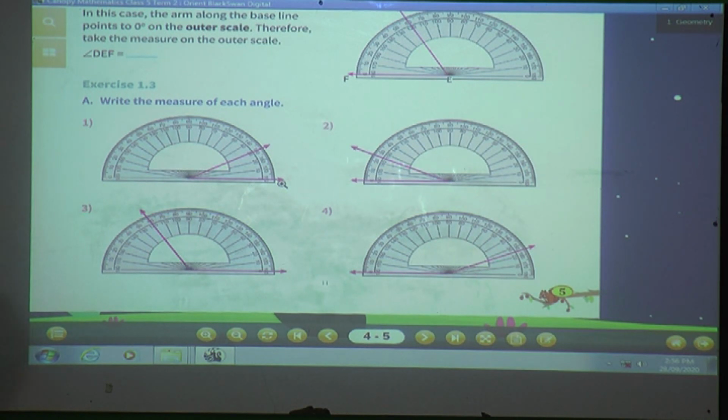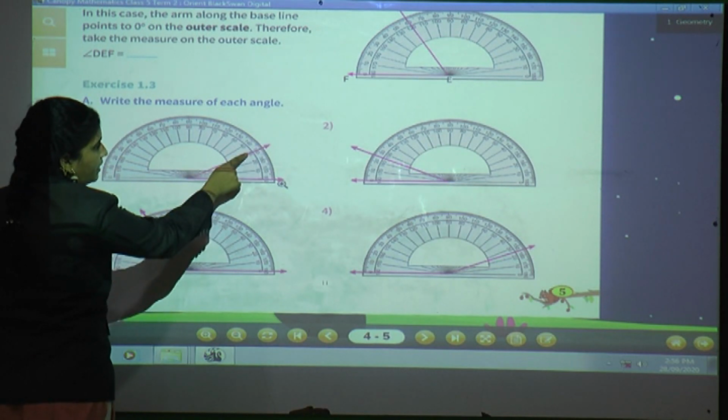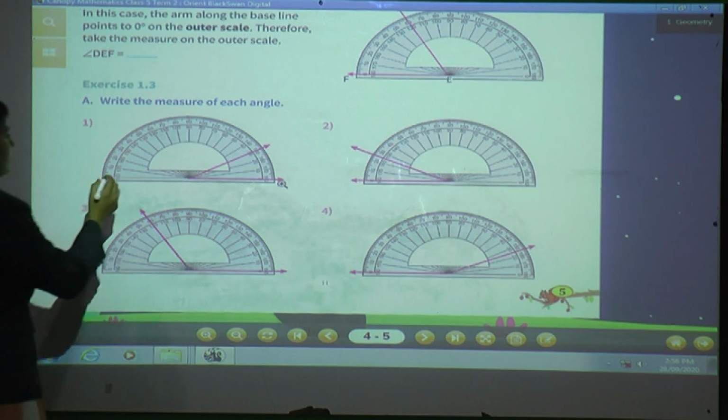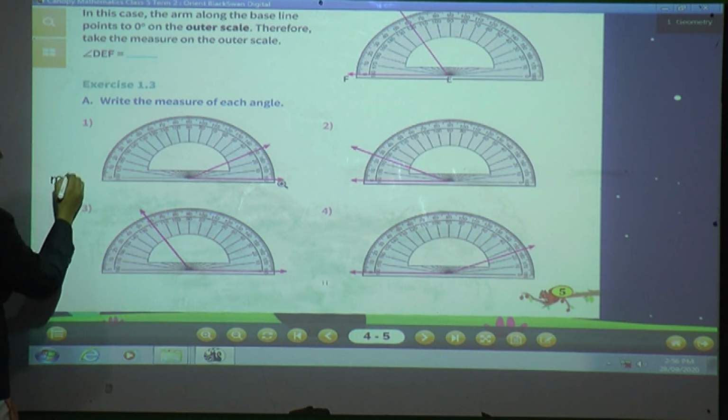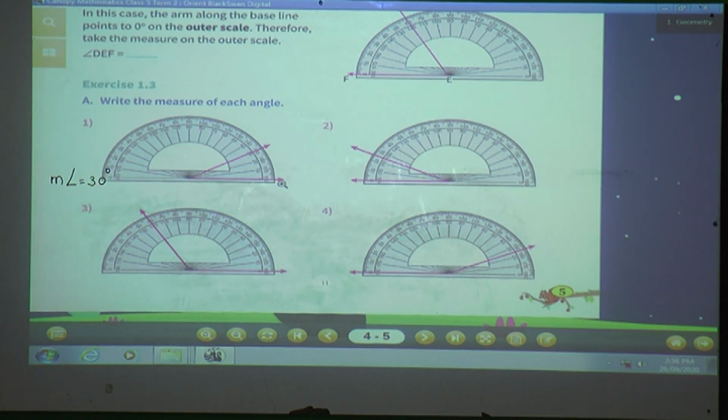So the second arrow, where is the second arrow? See here, here is a measurement of 30 degree. So the measure of the angle is equal to 30 degree. Measurement of an angle is 30 degree.